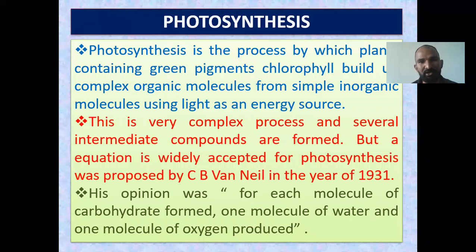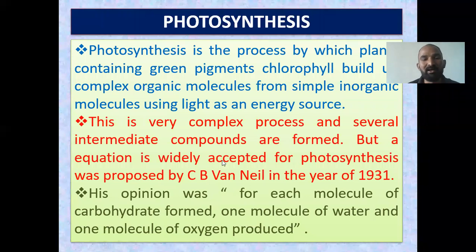Whenever we write the photosynthesis reaction, CO2 plus H2O gives C6H12O6 plus O2. This is the common equation given by the scientists for photosynthesis. Actually, many intermediate compounds are formed, which means the carbon dioxide is not directly mixed with the water to directly give a complex organic molecule like glucose. It gives other intermediate compounds and finally produces the carbohydrate.